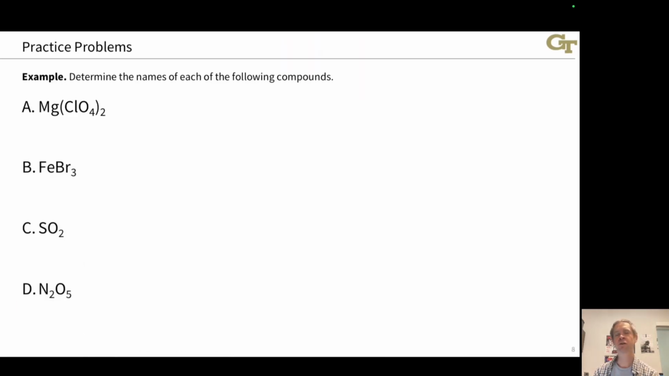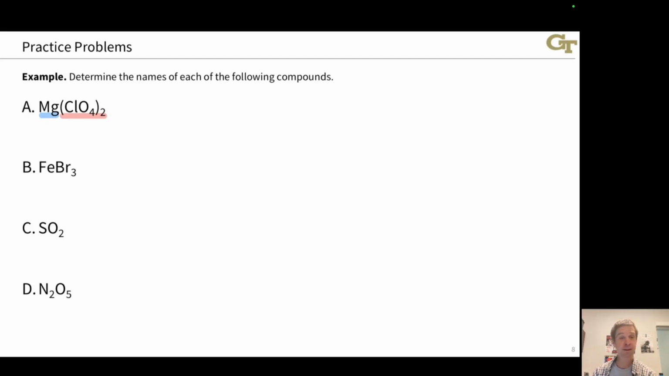And so to do that, we're going to consider whether the compound contains metals or nonmetals. Compounds that consist of metals and nonmetals are generally ionic, while compounds that consist only of nonmetals are generally molecular. So for example here, in the first example, we have Mg(ClO4)2. Mg, or magnesium, is in group 2 of the periodic table. It is most definitely a metal. Chlorine and oxygen are most definitely nonmetals, so we're looking at an ionic compound here.